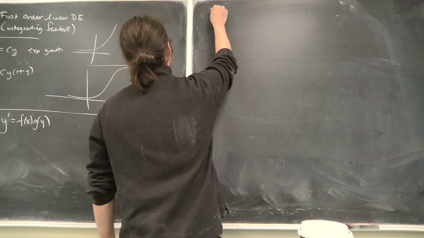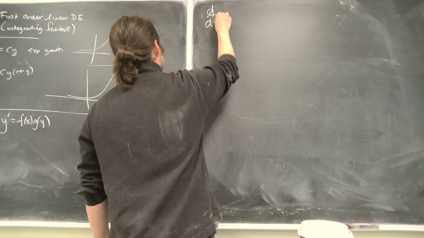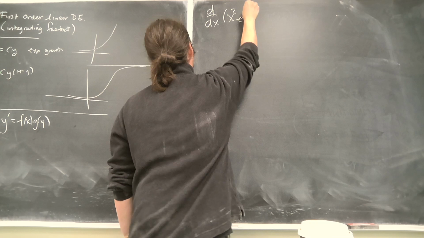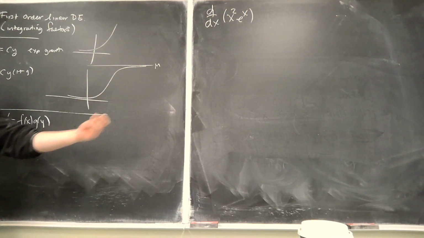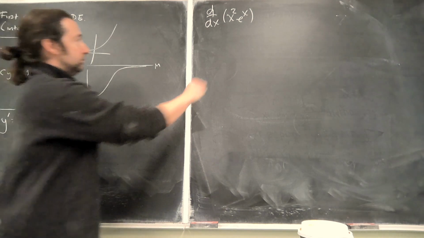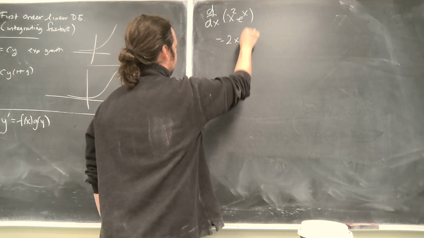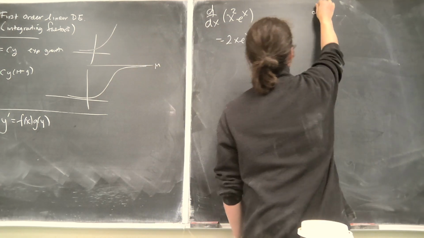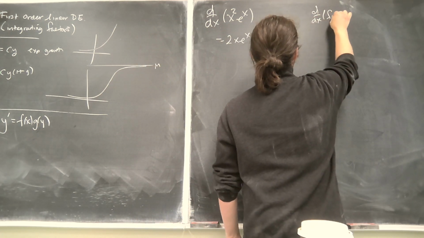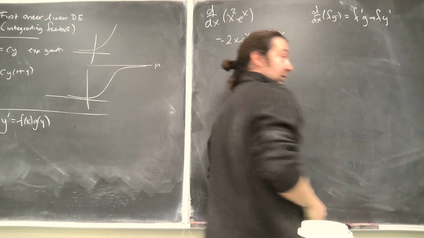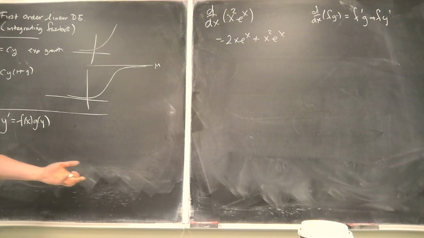observations. So I'm going to write down some reminders from ancient history. What is the derivative of x squared e to the x? How do you compute that? What's the rule? Product rule. Okay, what is it? 2x e to the x plus x squared e to the x. More generally, d/dx of fg is f prime g plus fg prime, right? That would be the way you learned that originally, probably.